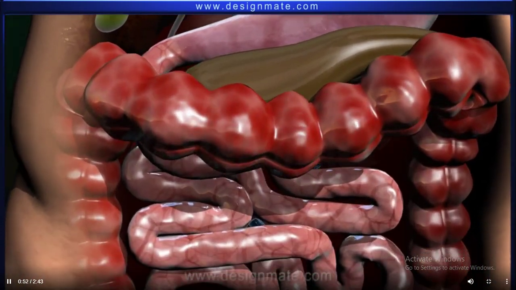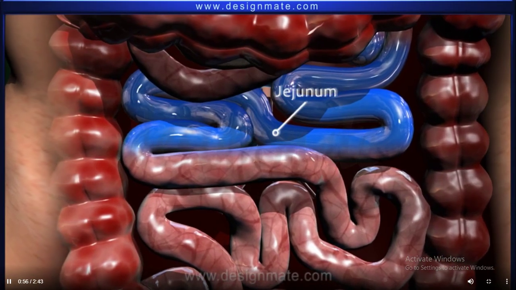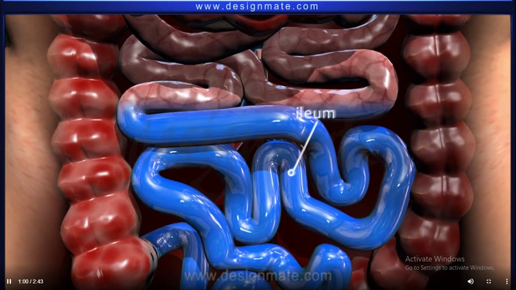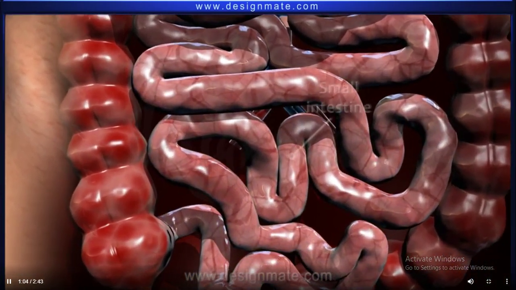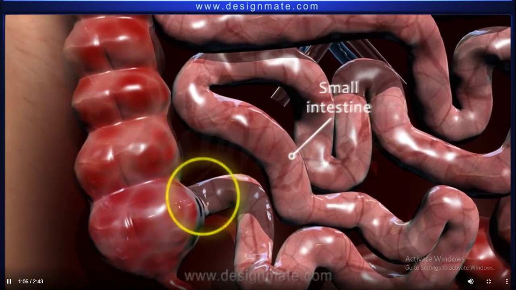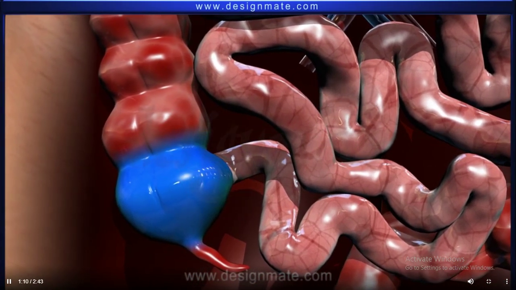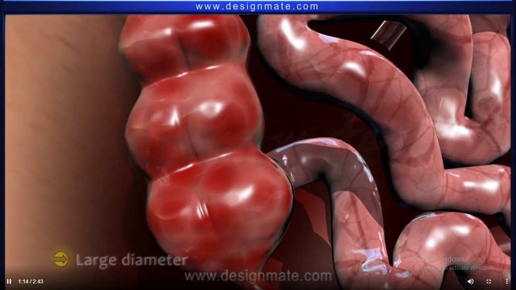The duodenum is followed by the jejunum, which is also coiled and tubular. The last part of the small intestine is called the ileum. It is also long and coiled. The small intestine leads into a broader but much shorter large intestine or colon. It is called large because of its large diameter.